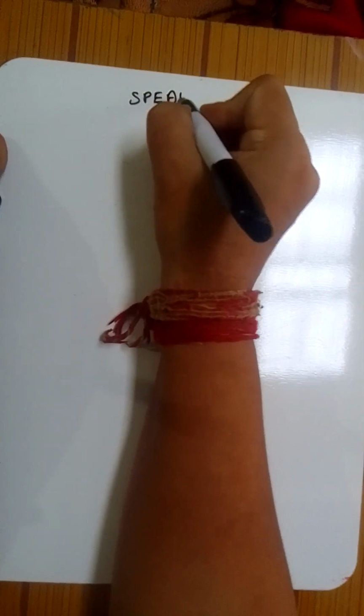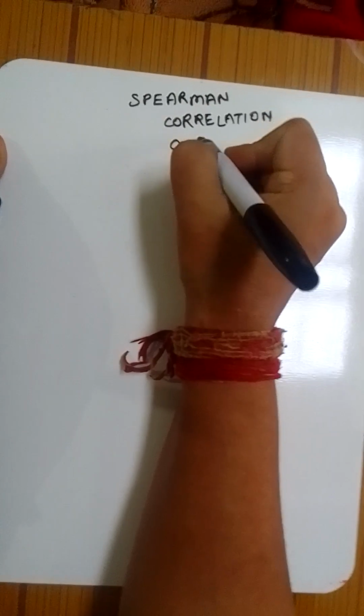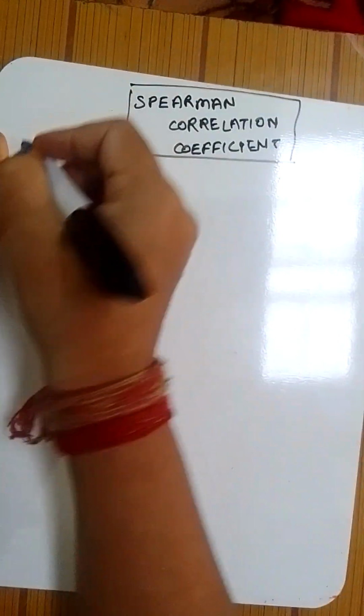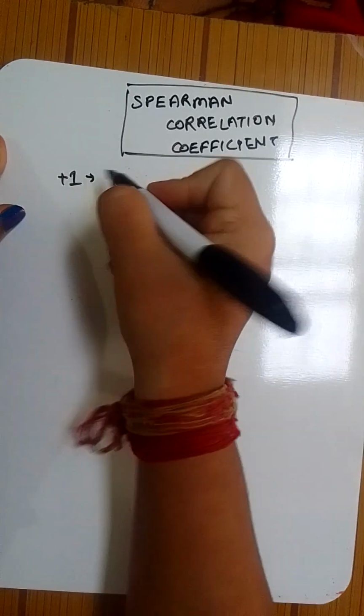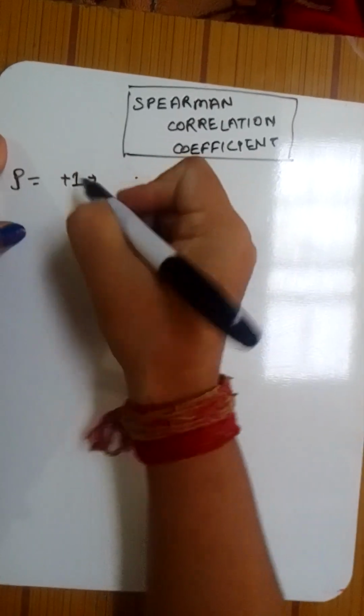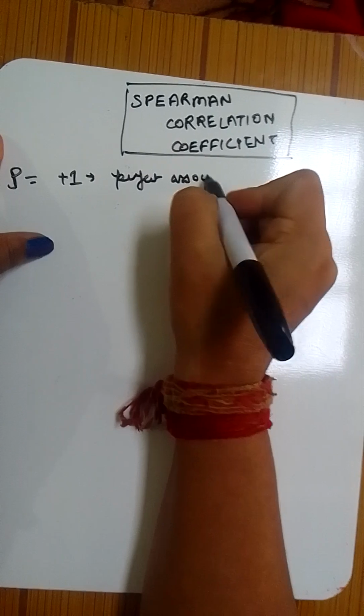In my previous topic, before erasing it from this whiteboard, I taught you the formula of the Spearman correlation coefficient. After using that formula, if your value came +1, what does +1 mean? If your Spearman correlation coefficient value comes +1, it means perfect association of rank.